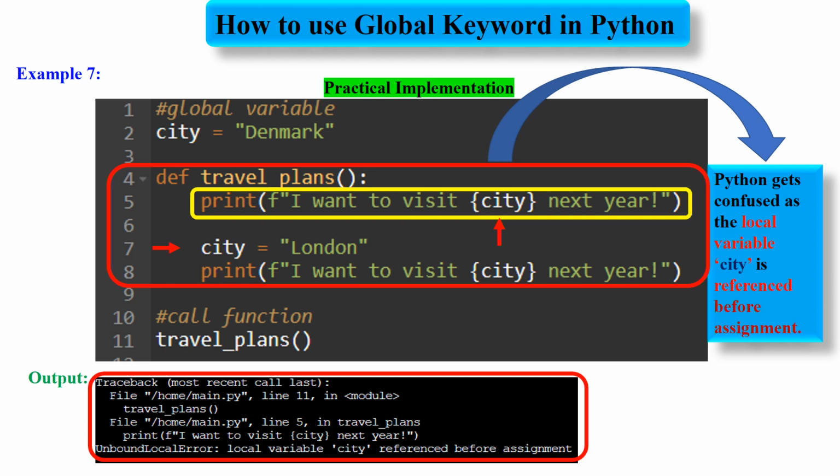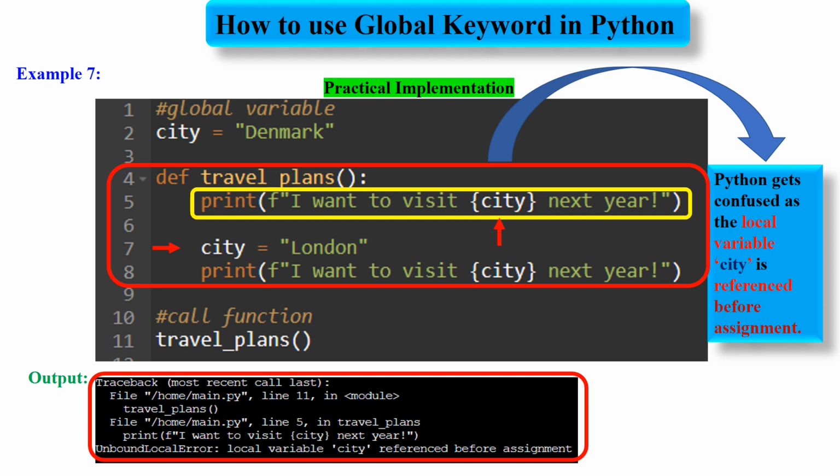In lines 4 and 5, inside the travel_plans function, the code tries to access the global variable city in the first print statement. This is like when we tried to access the global variable defined outside the function. This works fine on its own, as we saw earlier on. In line 7, however, when the code reaches the line city equals London, it assumes that city is a local variable because of the assignment statement within the function.